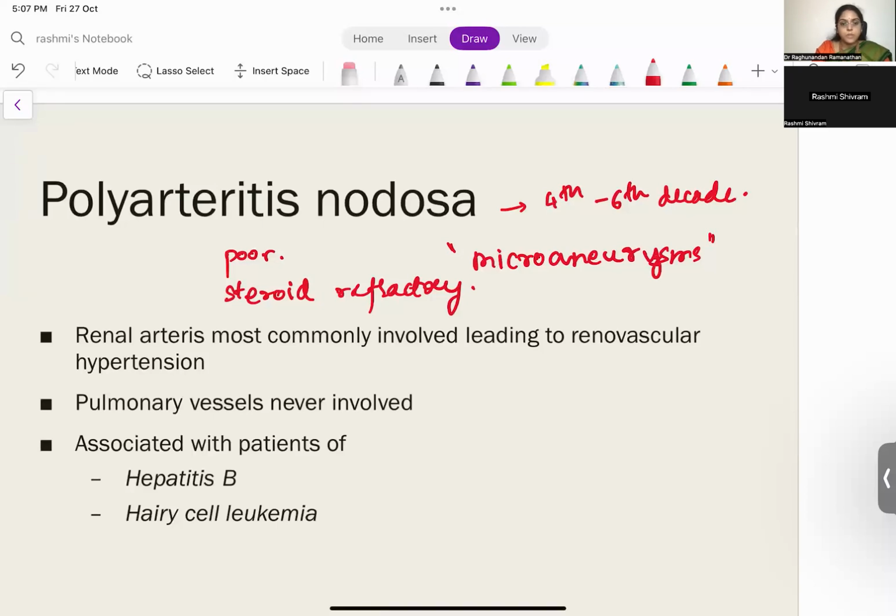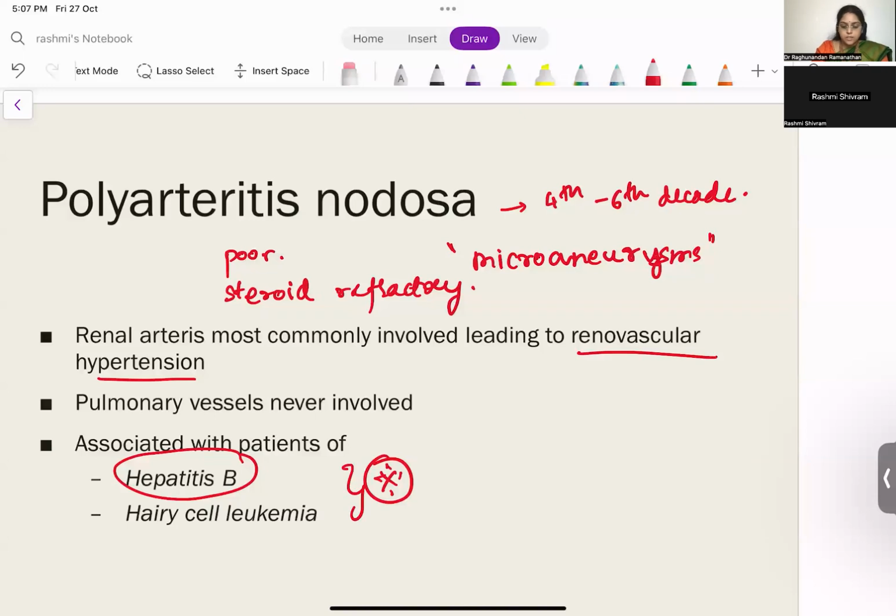The renal arteries will be involved, which causes renovascular hypertension. The pulmonary vessels will not be involved. Then what is this associated with? Patients with hepatitis B infection. We saw it initially: infections will be there, then the patient can have vasculitis. So hepatitis B and hairy cell leukemia are two very common presentations.